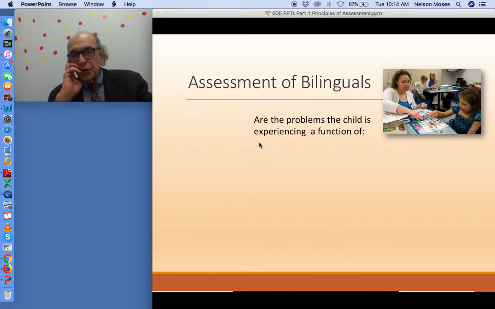Now let's consider the reasons for assessment when we're dealing with individuals who are bilingual. So again, the term child is used here, but we're really in this course dealing with adults and children. Why child? Because my career has been primarily working with children or youth.